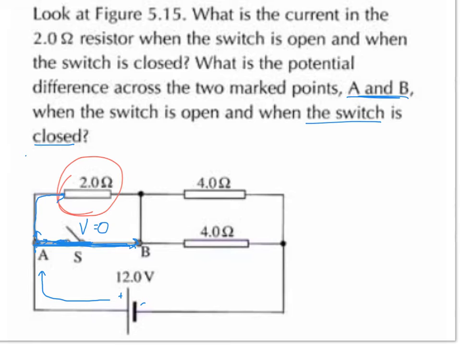What is the current across this one? Well, the current's not going to go through that one, right? The current will not go through the 2.0 ohms because it's all going to flow from here, and then it'll split to go through the 4 ohm resistors. Okay? So what is the current in the 2 ohm resistor when the switch is closed? Well, the current is 0. And what is the potential difference across the 2 marked points A and B? The potential difference is 0.